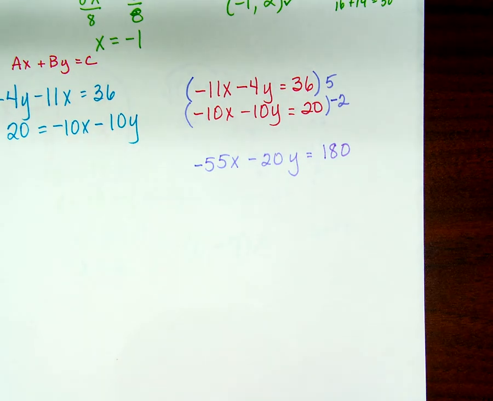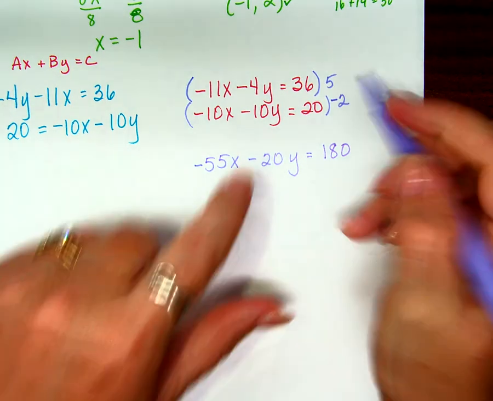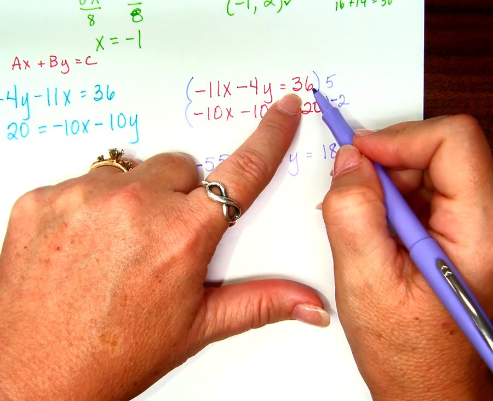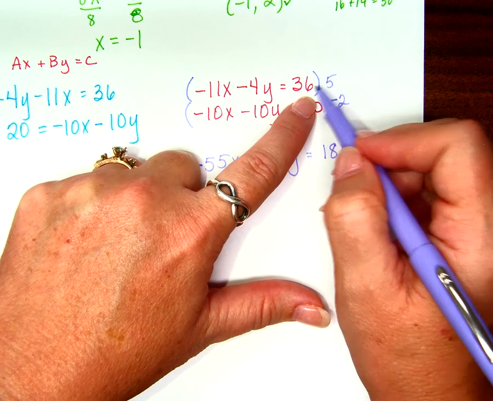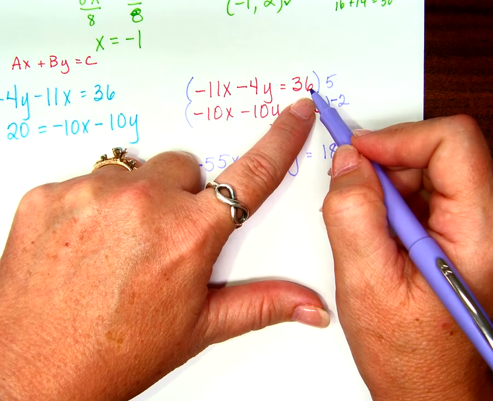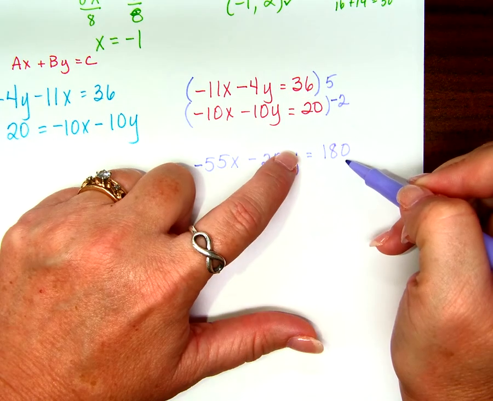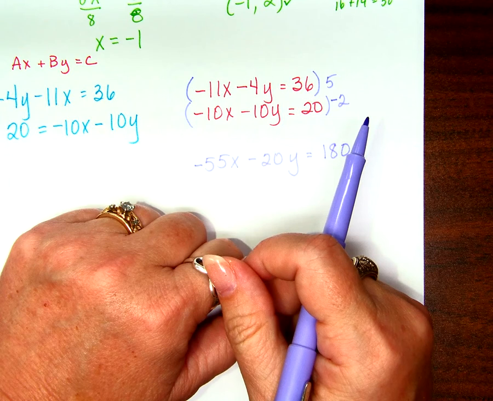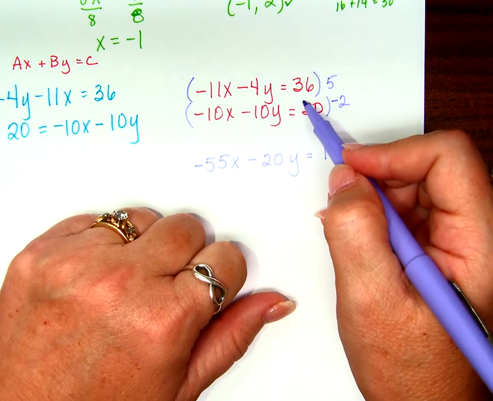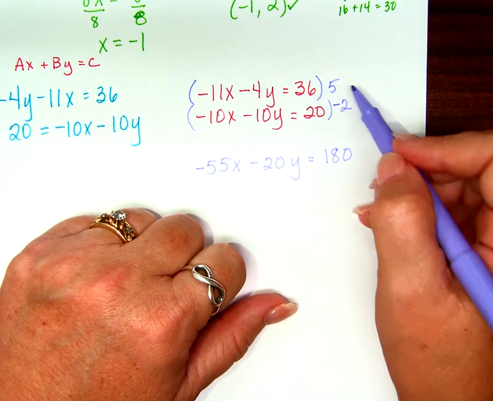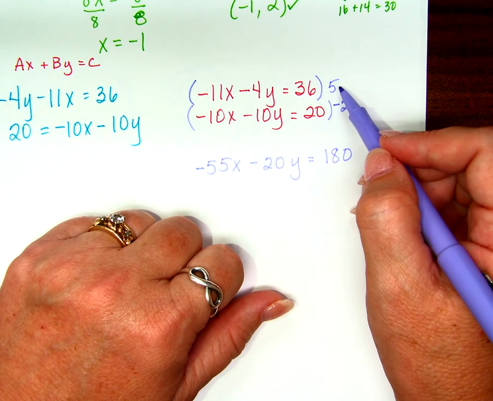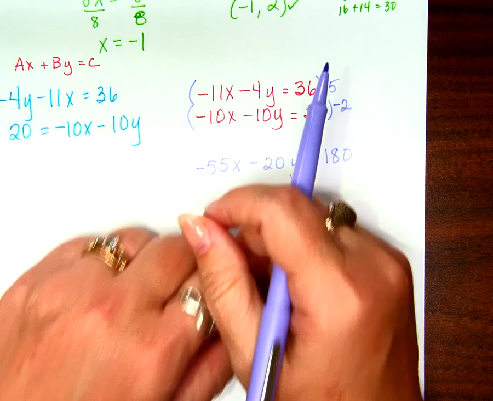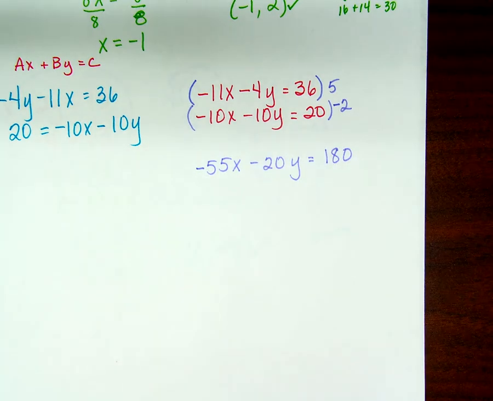Can you do that one in your head? Can you do 5 times 30 in your head? What's 5 times 30? 150. What's 5 times 6? 30. What's 150 and 30? 180. Earlier, somebody said, I did it because 36 times 10 is 360, and I just need half of that. 180. We're working on our numeracy. We're working on our comfortableness with numbers.